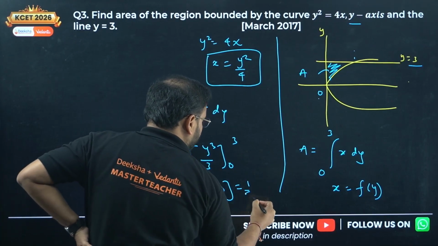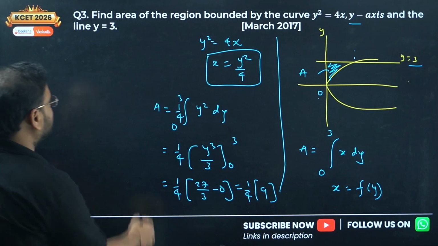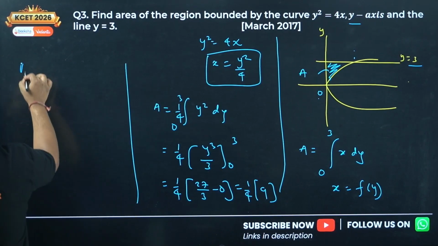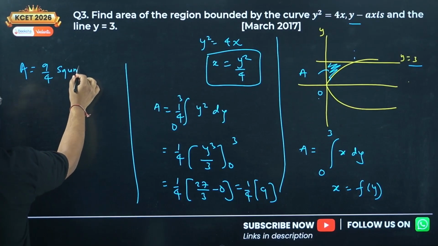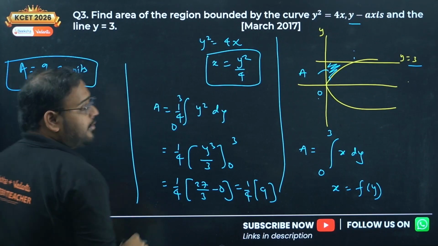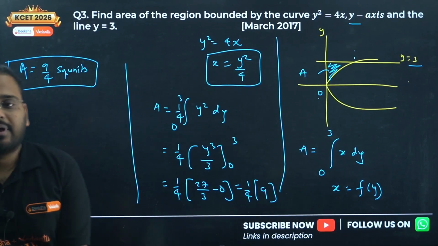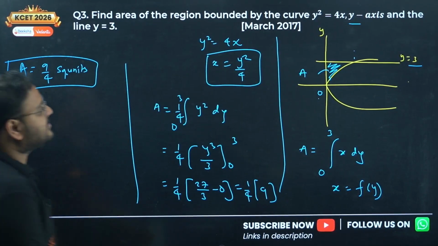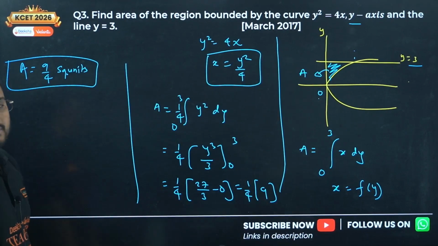So 1 by 4 into 9, right? 27 by 3 is 9. So my answer is coming as, the required area is nothing but 9 by 4 square units. 9 by 4 square units, please check. Okay, that's the required area that we have. The shaded region that I have mentioned as area A. Clear? No problem. Next question.